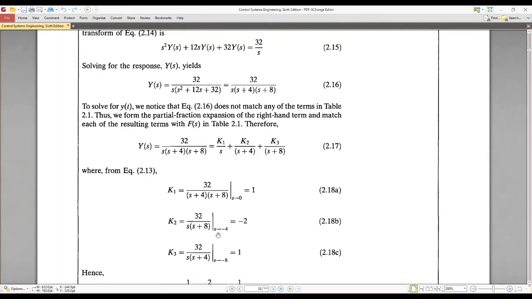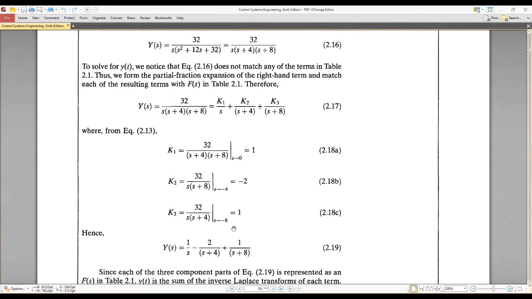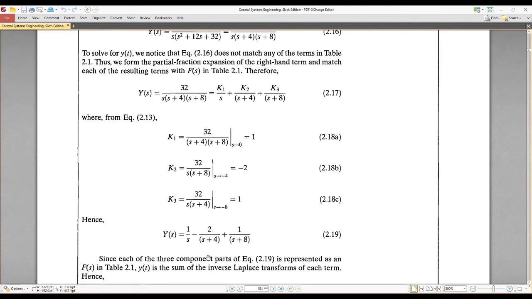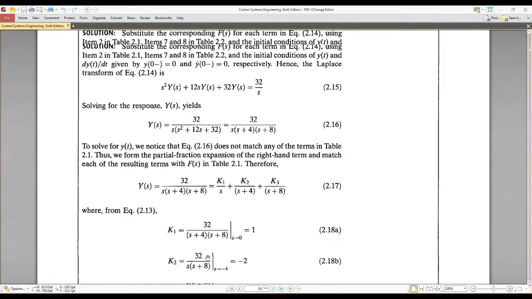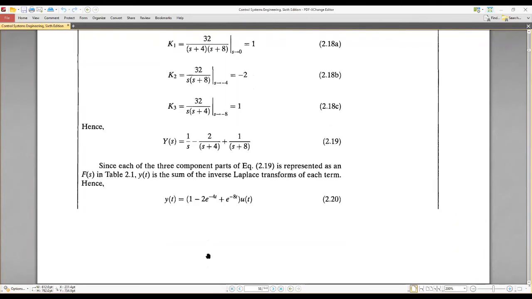For k2, put s equal to minus 4. Then you will get k2 as minus 2. For k3, put s equal to minus 8. So finally you will get this equation. That will be your equation. So that is example 2.3.